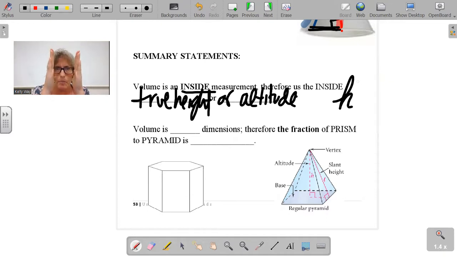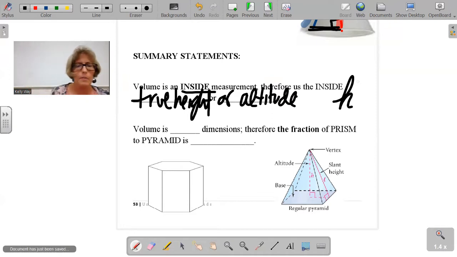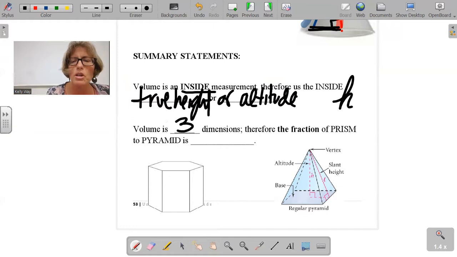Say prism, pyramid, prism, pyramid. Imagine your hands making a prism and then going into a pyramid. You can see from a prism to a pyramid that you lose volume because you're coming to a vertex instead. Prism, pyramid. What do you lose volume by? Well, volume's 3 dimensions. Therefore, the fraction at which you lose volume from a prism to a pyramid is 1/3.